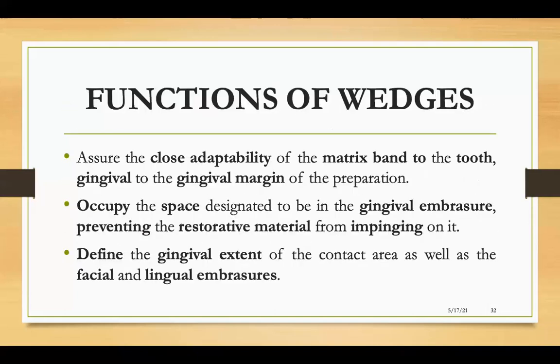The first one is to show the close adaptability of matrix band to the tooth, gingival to gingival margin of the preparation. Start writing to assure close adaptability. Next is to occupy the space designated to be in the gingival embrasure, preventing the restorative material from impinging on it, right? The third is to define the gingival extent of contact area as well as the facial and lingual embrasures. The first is to assure close adaptability of the matrix band. The second is to occupy the space which is designated for the gingival embrasure. Third is to define the gingival extent of the contact area that you will be creating.